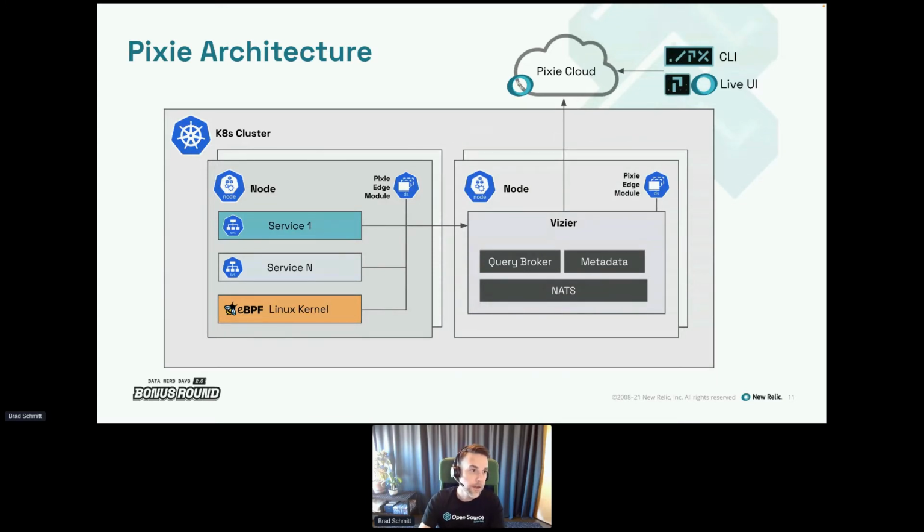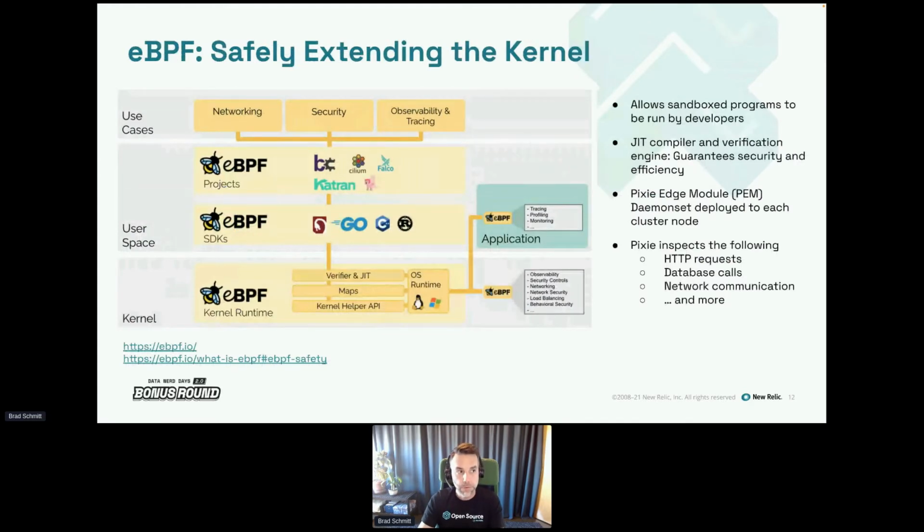So I mentioned eBPF. Maybe this is the first time you've heard of it. It stands for Extended Berkeley Packet Filter, and it's been around for a little while. It started in the networking space, but we've seen use cases for it in security and now observability and tracing. There are a number of CNCF projects that leverage eBPF. Some of those you may be familiar with in the slide.